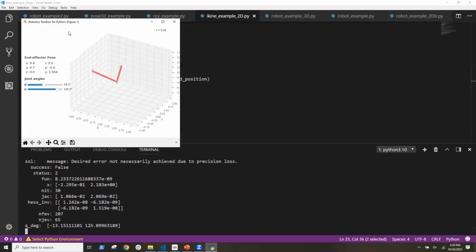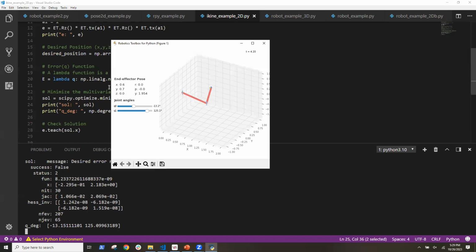So at that position, negative 13.2 and the 128 degrees, I'm actually at 0.6 and 0.7. So it is actually pretty close. Doing some rounding, that in this case is actually the right numbers. There's probably some decimal place numbers behind there too.